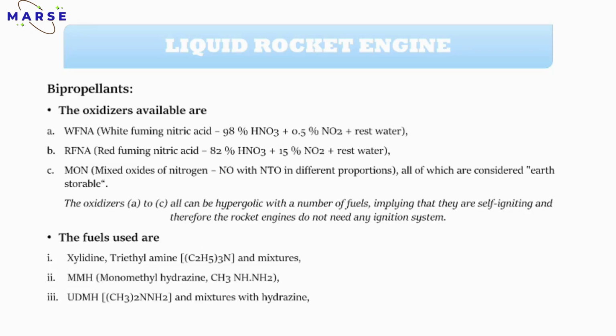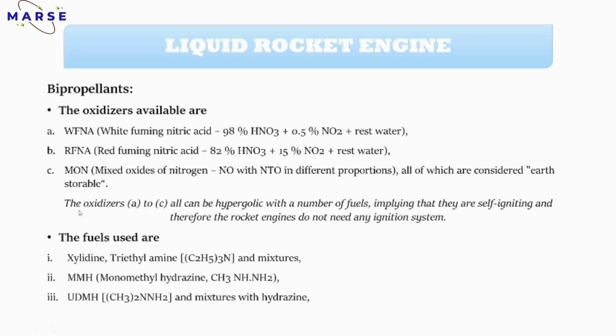Second one is a bipropellant. As we have told, the bipropellant has two parts, first one is a fuel part and second one is an oxidizer part, as seen in the video. So these are some examples of the oxidizers, like WFNA, white fuming nitric acid, then red fuming nitric acid, etc. So these are some oxidizers used in the bipropellant. And next one is the fuel part. So these are some examples of fuels used in the bipropellant.